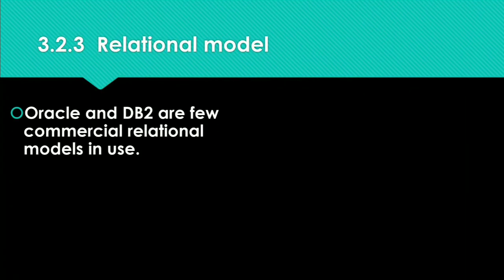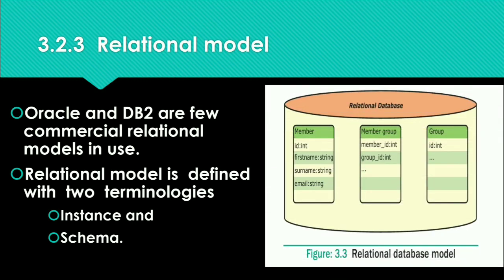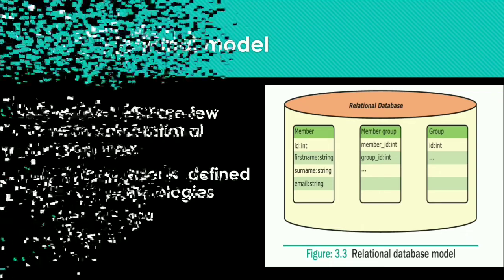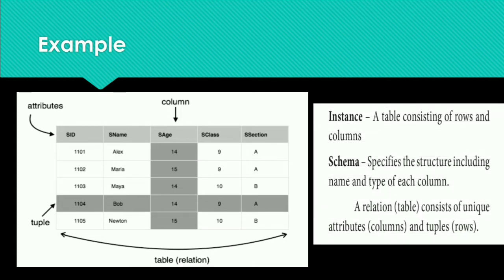Oracle and DB2, these two software products are based on commercial relational models, and the relational model is defined with two terminologies: instance and schema. Look at this picture. This is given in your textbook based on the relational database model. Now let's discuss with an example how this relational model is actually designed. The entire table is called a relation, all the columns are called attributes, and all the rows are called tuples. So an instance means a table should consist of rows and columns. That is what is called an instance.